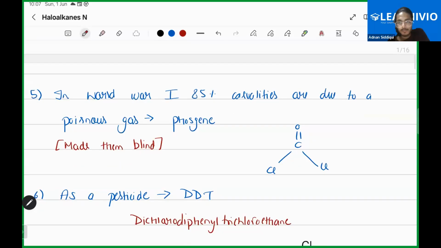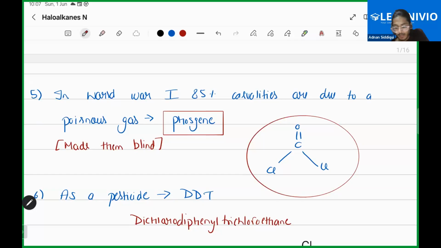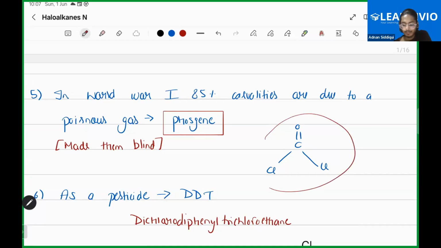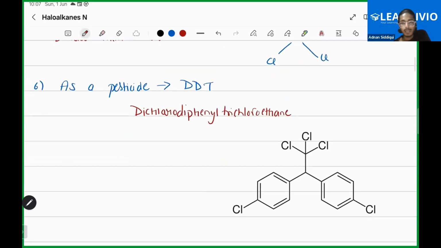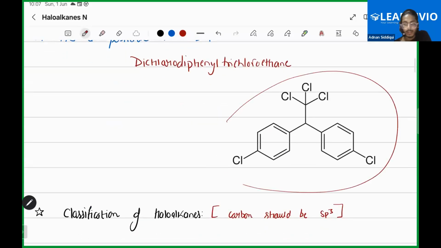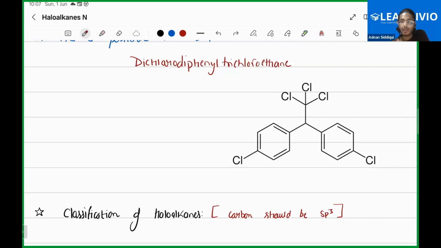In World War One, 85% of the casualties were due to the poisonous phosgene gas, and this phosgene gas is formed with the help of haloalkanes, right? This phosgene gas made the soldiers blind. Just by inhaling some amount of it, the soldiers went blind. So this is again formed due to haloalkanes. They are also used in pesticides. An example is DDT. The structure looks like this. So haloalkanes have very prominent use in most industries. Wherever you look, you are using haloalkane in some part.